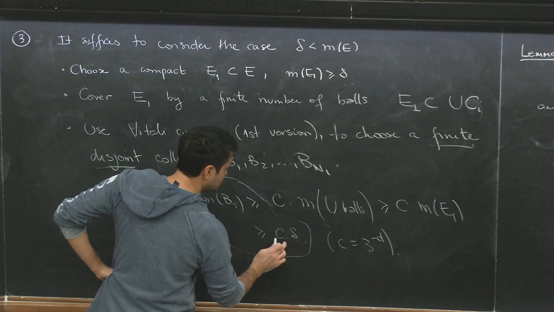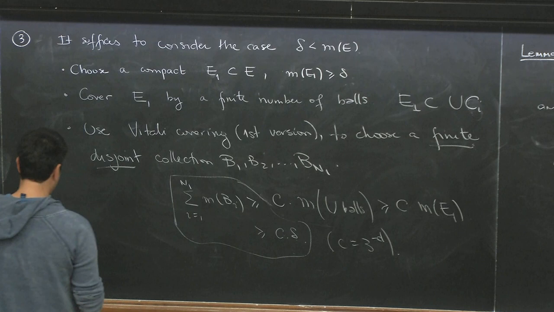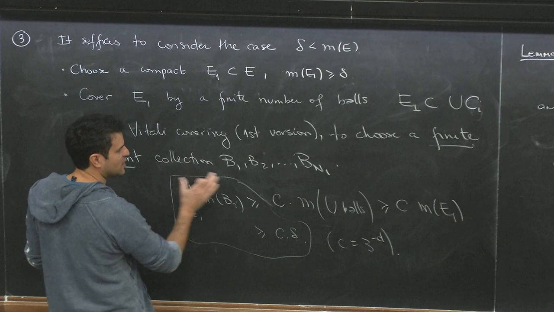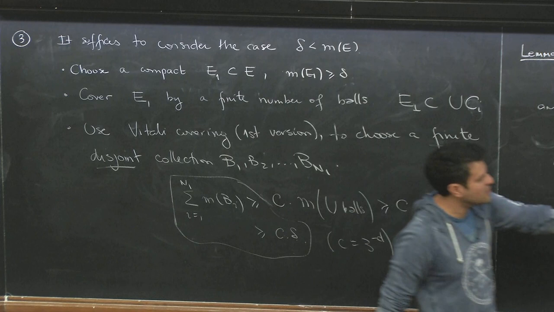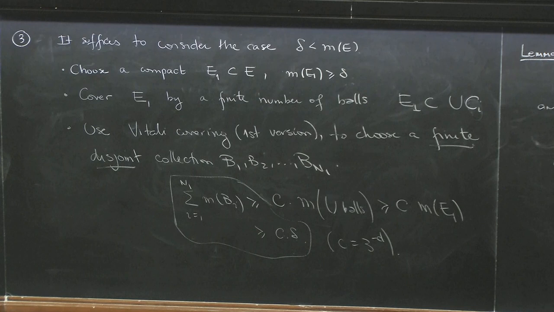You got already some balls, okay? If this finite disjoint collection of balls that you chose, whose measure is bigger than C times delta, is bigger or equal than this number, you're done. Okay? If not, you do it again. You repeat the process. So this is some iterative argument as before. So the point is, if your C times delta is bigger or equal than the measure of E minus delta, you're done. Okay, that's okay, check.